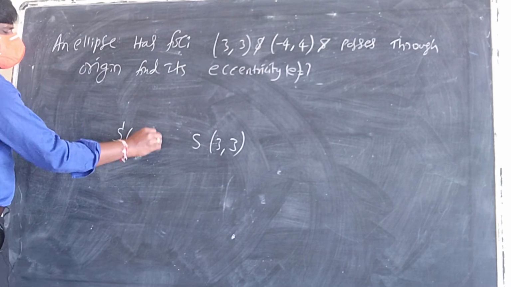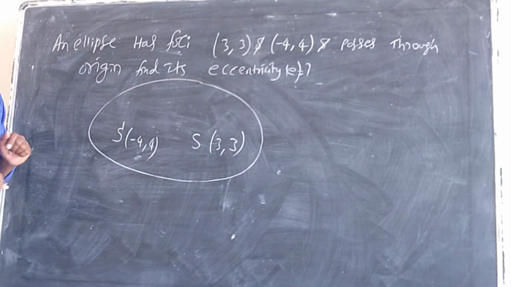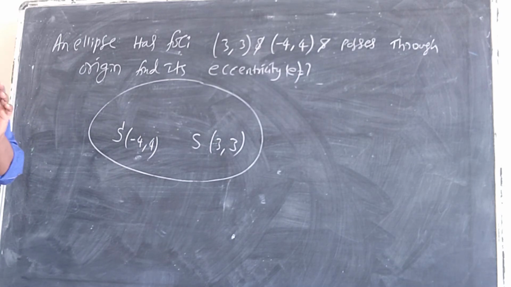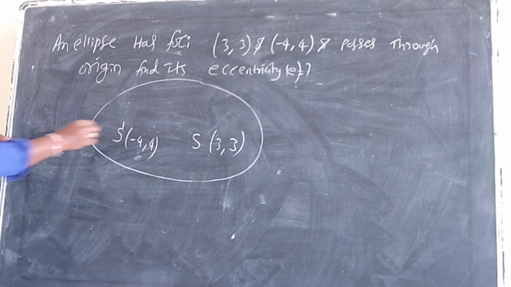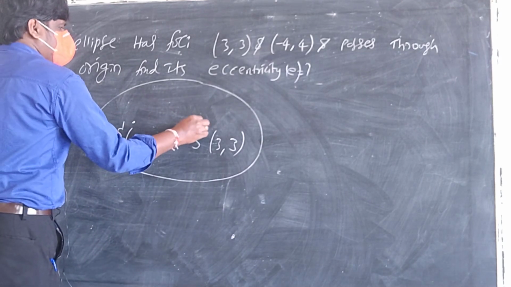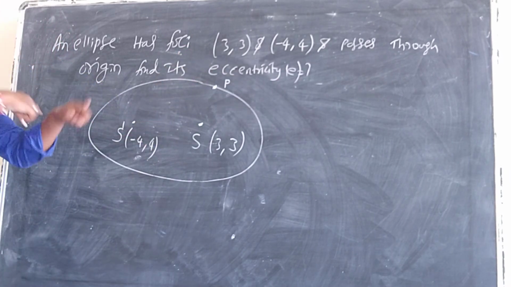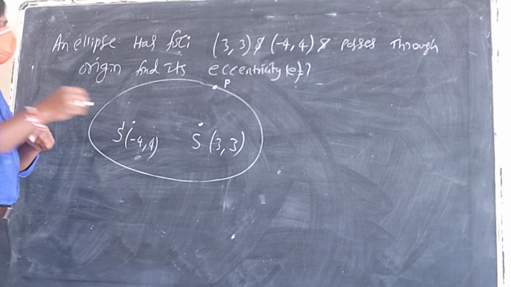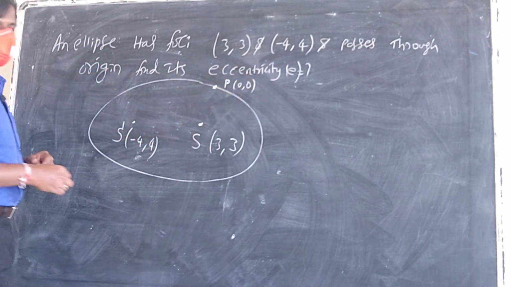Let us consider an ellipse diagram to make you understand this question. There are two foci. One focus is (-4, 4), another focus is (3, 3). These are the two foci. There is a point P. The ellipse is passing through the origin, so the origin is here, and suppose the point P is the origin.